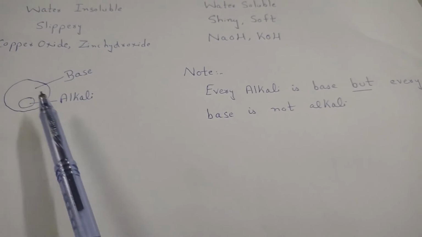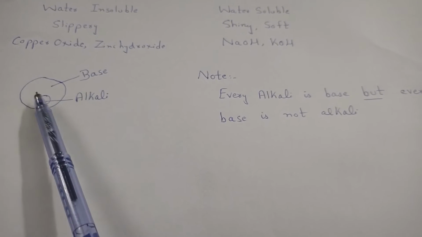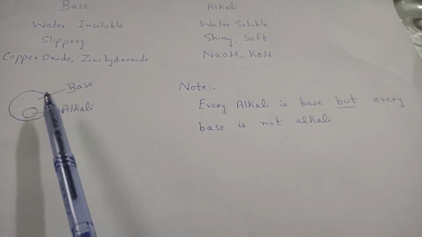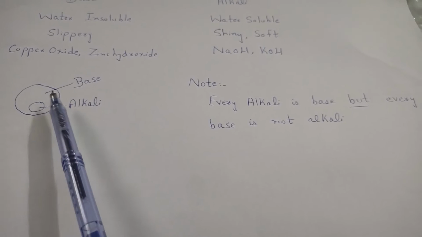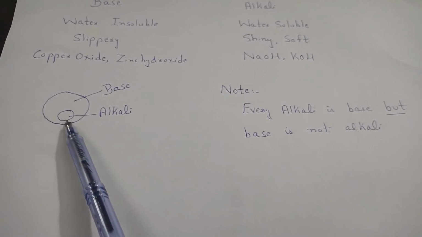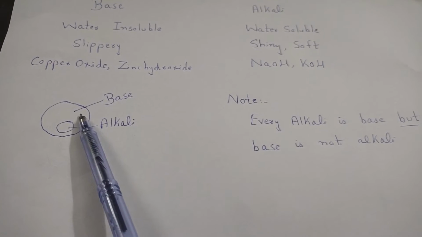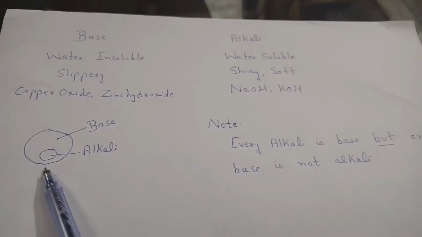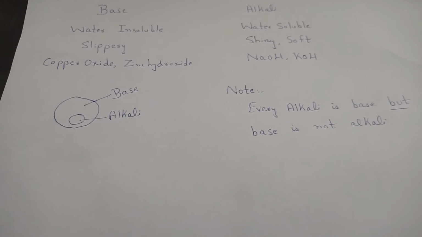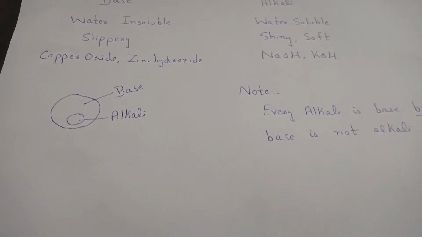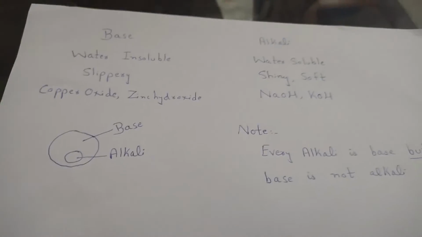That's why we always say that every alkali is a base, but every base is not an alkali. We can say an alkali is a base, right? But we can't say a base is definitely an alkali. So on the safer side, I always use the term base, because each and every alkali is also a base.